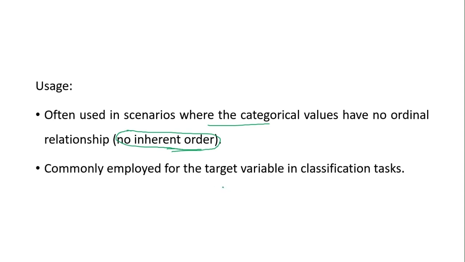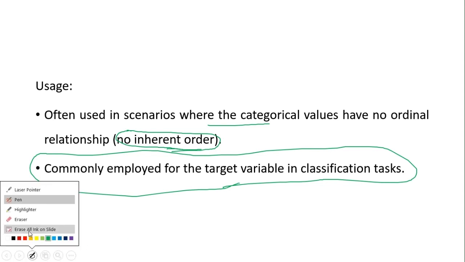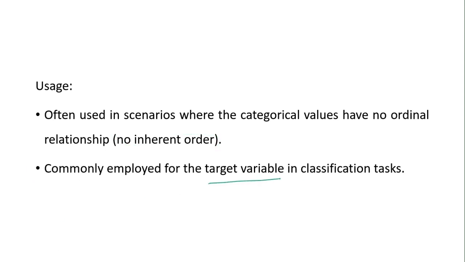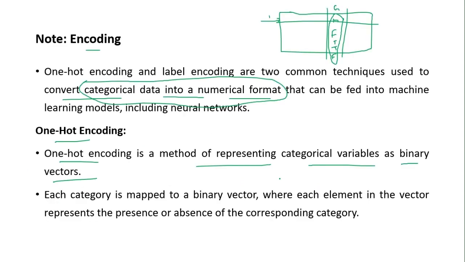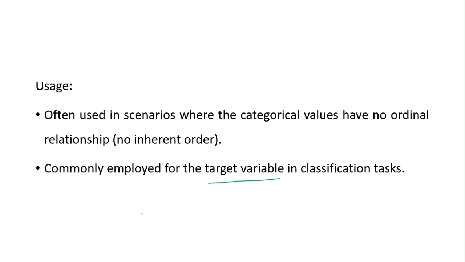It is usually employed for target variables in classification. This we will discuss later, while we have the implementation in the next class. Usually, in order to encode target variables, we will be using one hot encoding. There is no such limitation, but usually we will be using that.